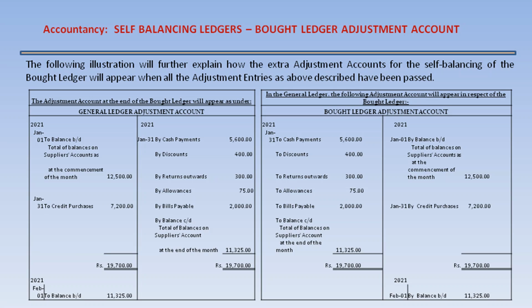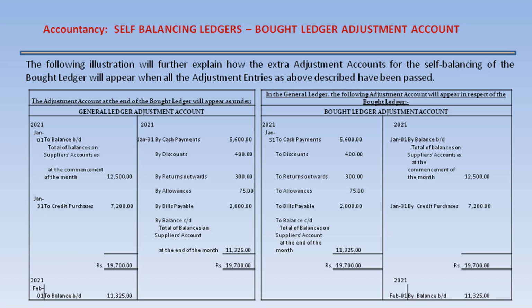On the credit side of the general ledger adjustment account, by cash payments 5,600, by discounts 400, by returns outwards 300, by allowances 75, by bills payable 2,000, by balance carried down, total balances on suppliers account at the end of the month, 11,325. And in the general ledger, the following adjustment account will appear in respect of the BAT ledger adjustment account.